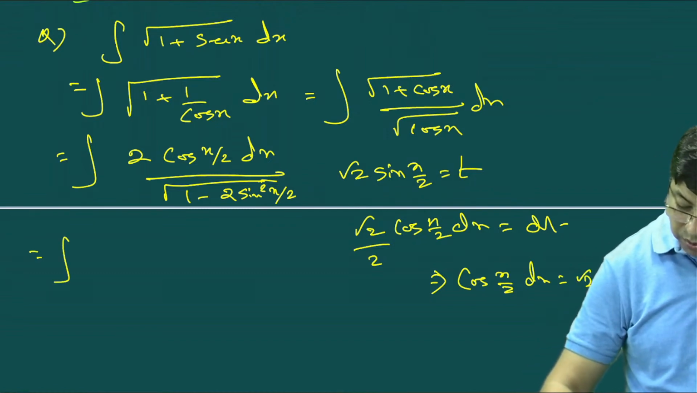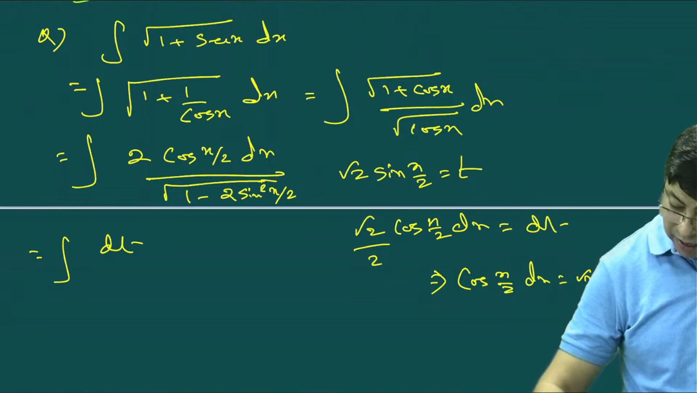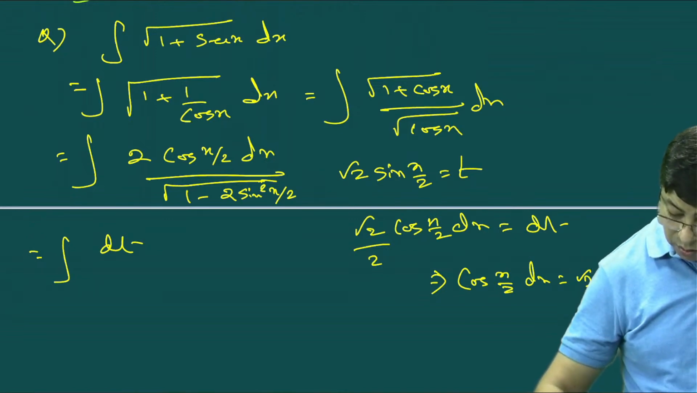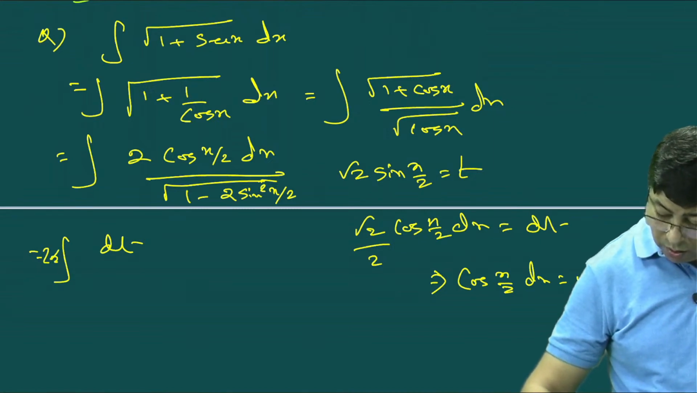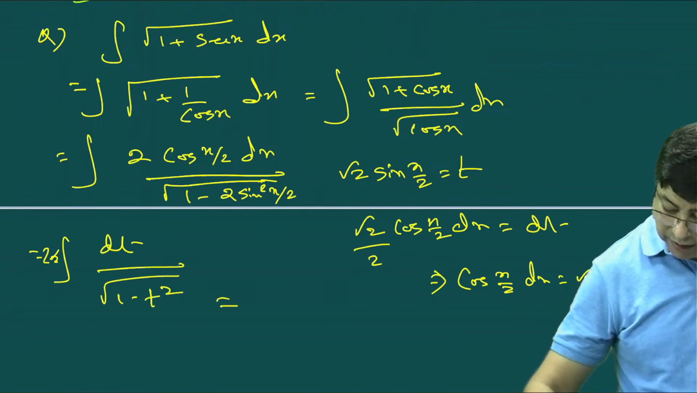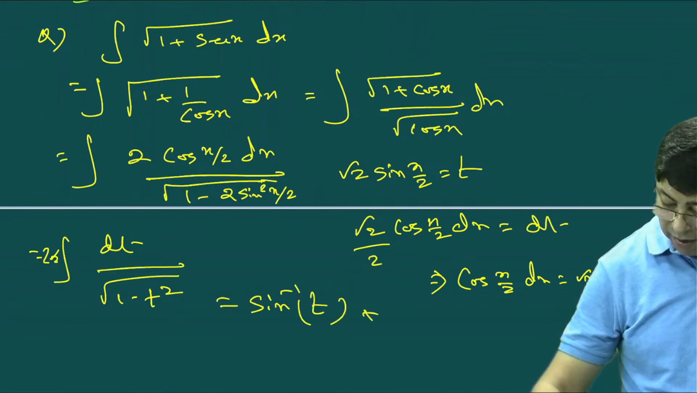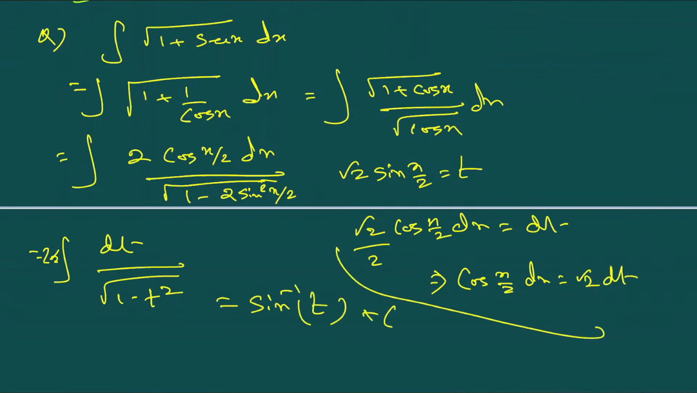So this is coming dt by, what is there? Root 2 is coming, and cos x by 2 dx is coming root 2, so the numerator is 2 root 2, total divided by root of 1 minus t square. That is the sin inverse formula: 2 root 2 sin inverse t plus c. That is the answer.